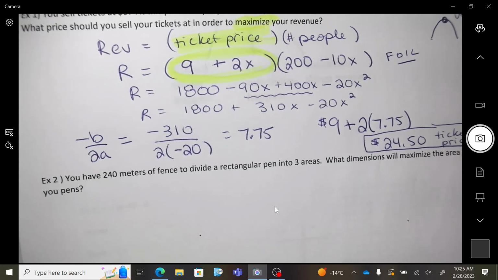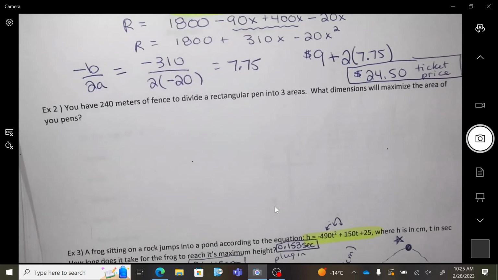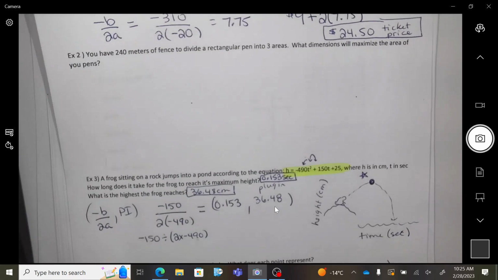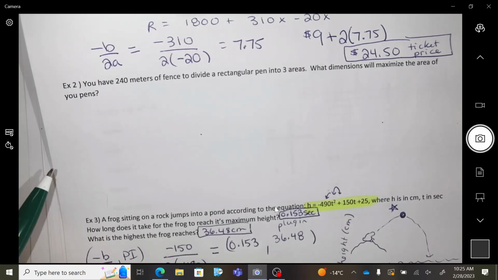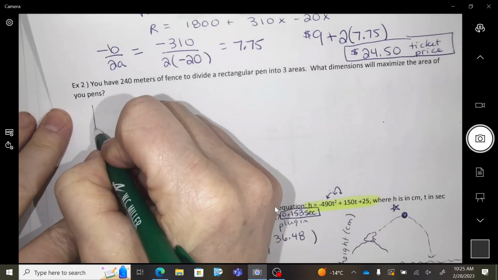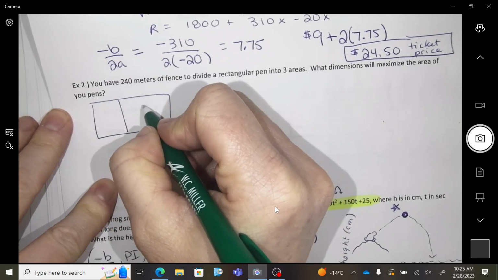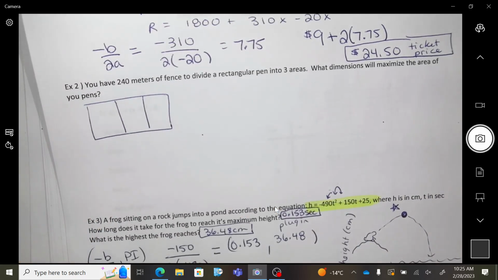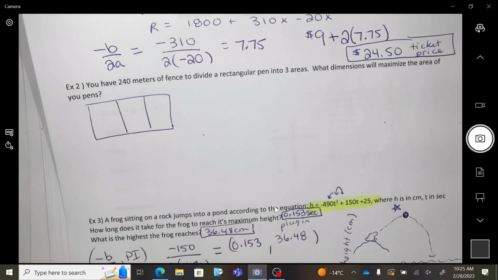Okay, the last type is a fencing question of a barnyard. We have 240 meters of fence and we need to divide a rectangular pen into 3 areas. As in you need like cows, horses, pigs, whatever separated. So there's my field. So I have 3 areas for animals.